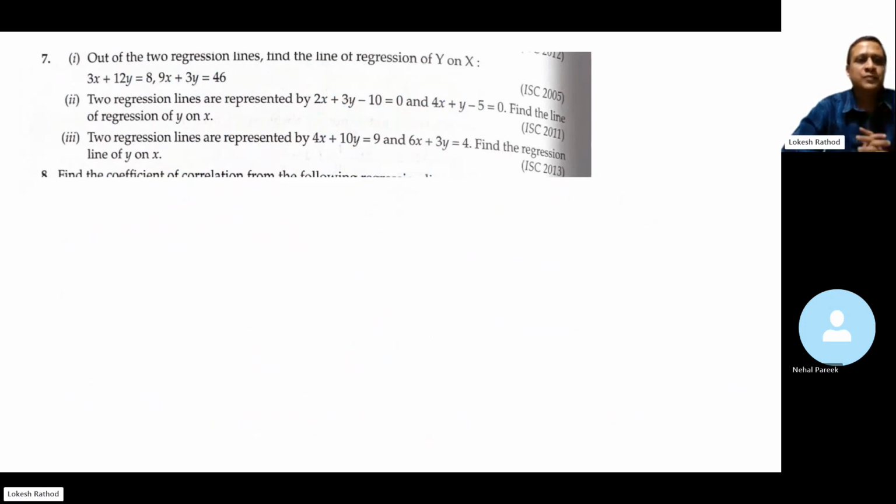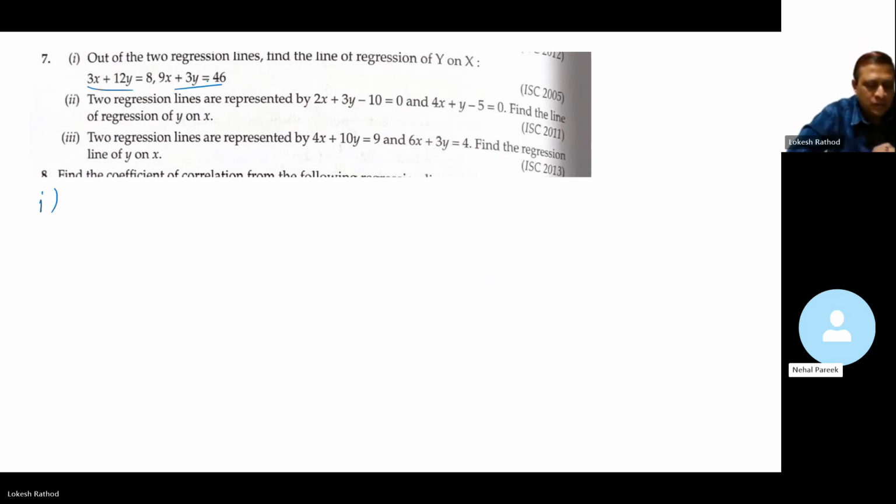Now this question. Out of the two regression lines, find the line of regression of y on x. So what they are saying is, okay, there are three different questions. In the first question, two equations of lines are given. We need to find the line of regression of y on x. Y on x we want. Okay, so what can we do? What do you think? What can we do?